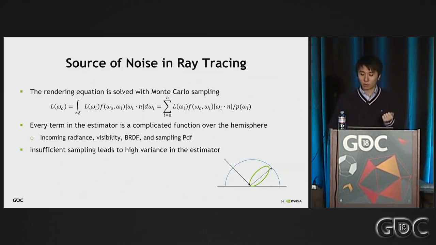So that is typically why, and also in terms of global illumination, the incoming radiance itself is recursively defined as the outgoing radiance at some other surface point in the scene. So that's why you would typically expect to need at least hundreds, if not thousands, of samples to get a clean image rendered with ray tracing. But in the case of real-time rendering, the realistic budget for us is probably only 1 to 2 samples per pixel, which is extremely insufficient to get anything reliable.